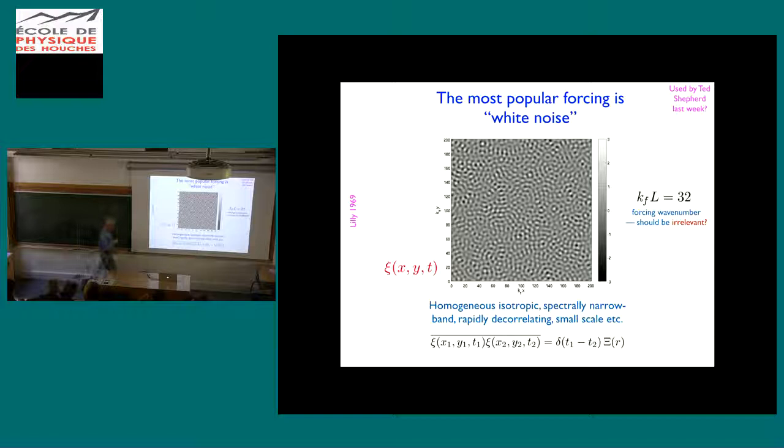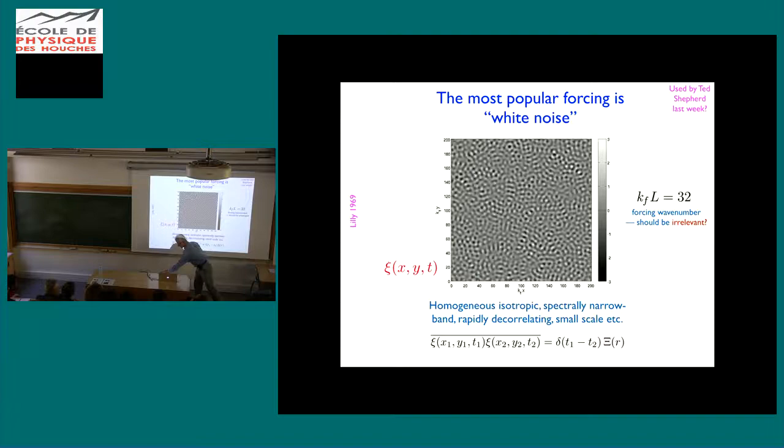The most popular model actually in the field, maybe Ted talked about it last week, comes from this. Well, I'm not saying Lilly was the first guy to do it in this field, but his paper, I think, has been unjustly neglected. Doug Lilly first proposed, I think it was Lilly, that it was interesting to consider white noise forcing. And the simplest version of white noise forcing, this is what it looks like.